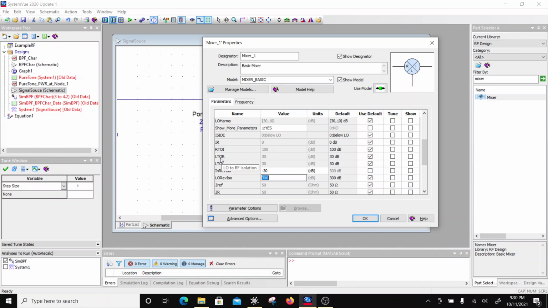LO to RF isolation, right? This is the one which is important here. Now, because RF and LO are far apart in upconversion, RF is around 11 megahertz here, and LO is around 3.5 gigahertz, so it's far apart. So that isolation is going to be good, right?